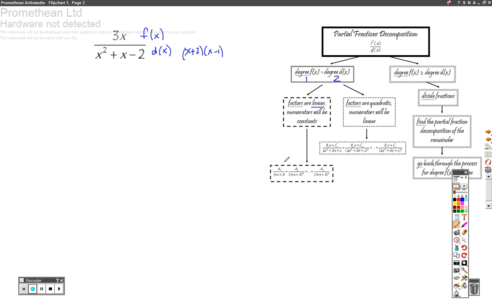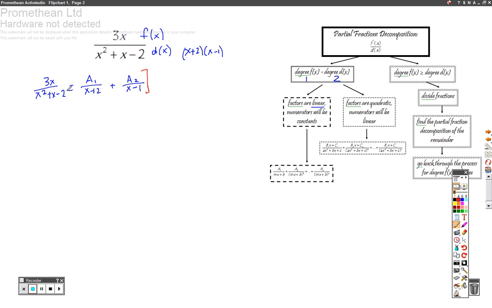So my numerators will be constant, and they're going to look like this. So what I'm going to do is this 3x over x squared plus x minus 2 is going to be equal to a1 over the first factor plus a2 over the second factor. So that's my first step. In the next step, I'm just going to solve, basically.